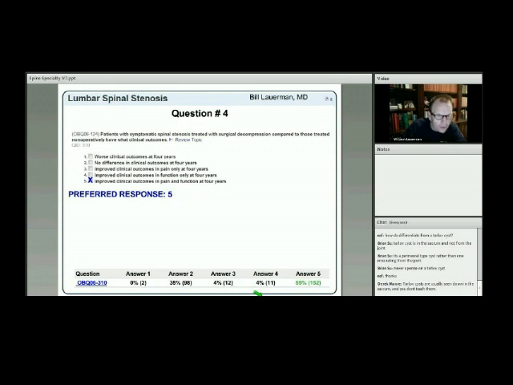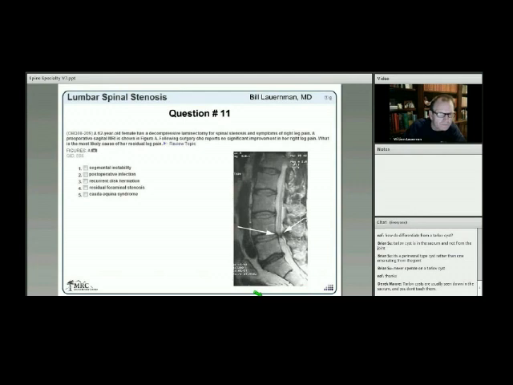So in this, the preferred answer is improved clinical outcomes in both pain and function at 4 years. There were a number of answers across the board. There are a number of good studies, and you really do need to be familiar with the SPORT trial, that do show that there are improved outcomes. So worse clinical outcomes, definitely the wrong answer. No difference in clinical outcomes at 4 years is not the right answer. Both pain and function are better at 4 years.